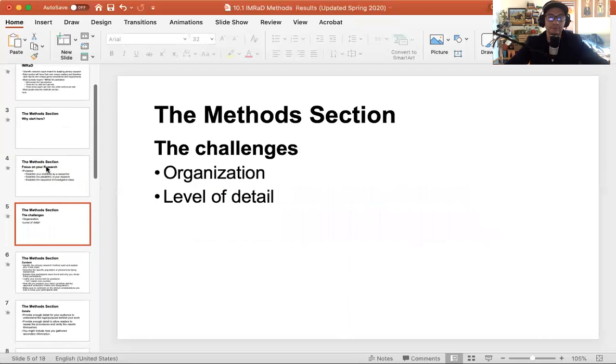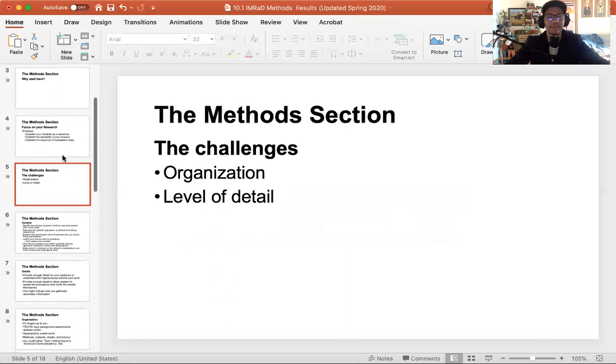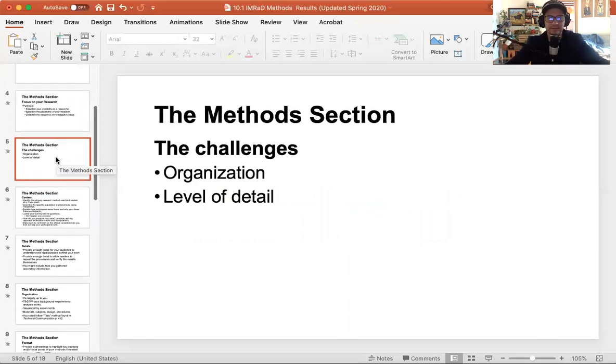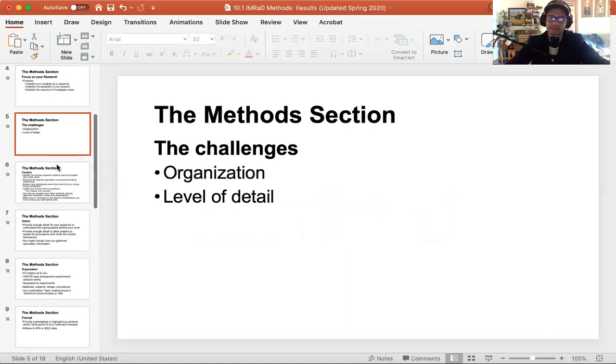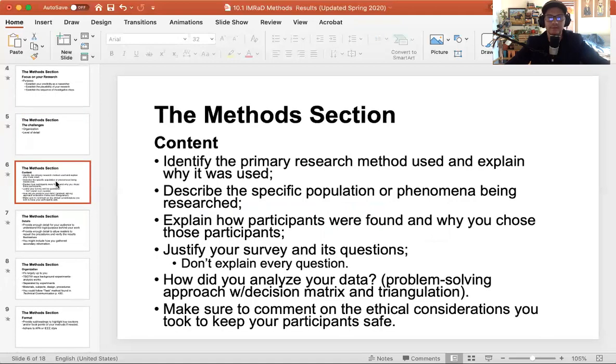There are a couple of challenges with the methods section. Those are organization and level of detail. And these are specific to new writers of the IMRAD as well as seasoned writers. Okay. So what should go in the methods section?